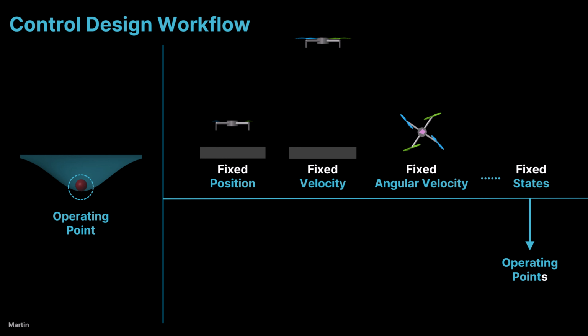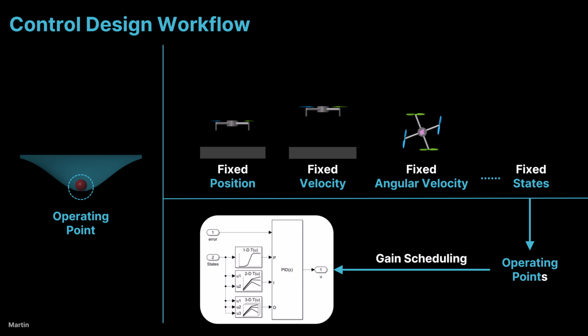To manage these varying conditions, multiple controllers might be needed to handle the different operating points. In this case, gain scheduling becomes useful. Gain scheduling allows the controller gains to vary depending on the current operating point, ensuring optimal performance across a wide range of flight conditions.